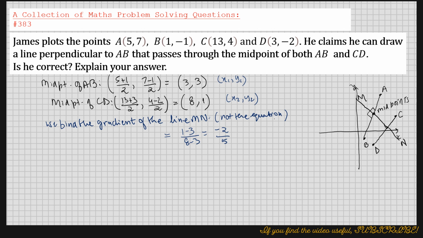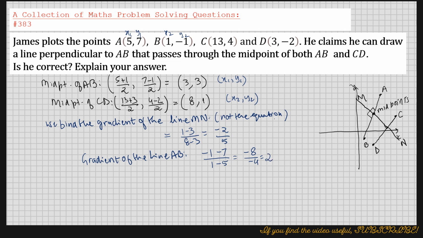And now the gradient of the line AB. So the gradient of the line AB would be, again, taking this as x1, y1, and this as x2, y2, minus 1 minus 7 out of 1 minus 5. That would be minus 8 out of minus 4, that is 2.